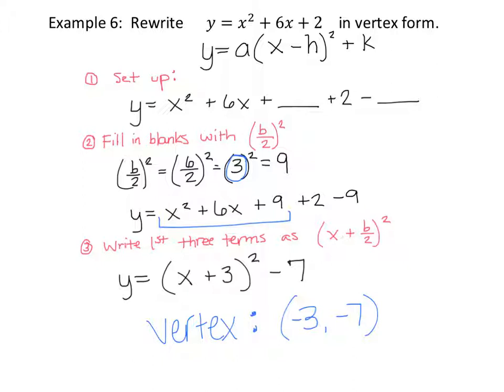Okay. Any questions? No. All right, your homework for the regular classes is 22 through 31 all on page 289. Pre-AP has the same thing plus number 39.